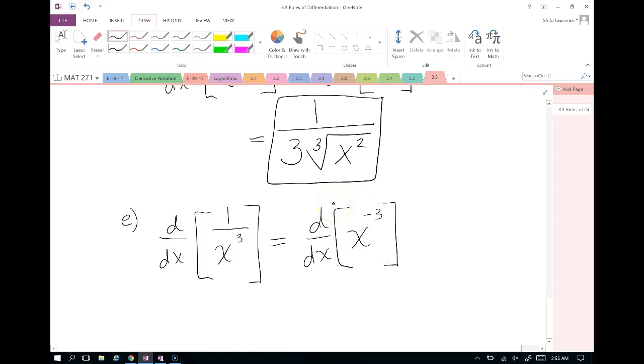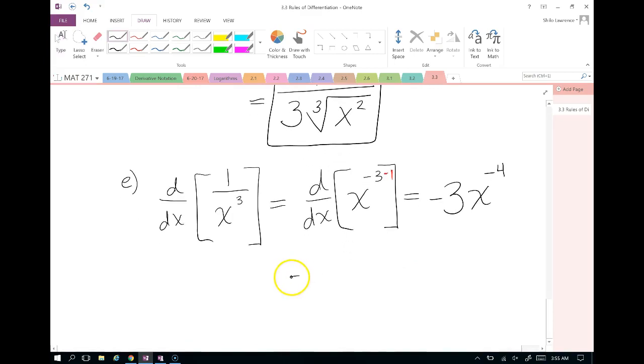That's the same thing as having x cubed in the bottom. Once we have it written as x to a power, no longer in the denominator, no longer a fraction, then we can do the power rule on it. The power rule says bring your old exponent out front and then subtract 1 to get your new exponent. So -3 minus 1 is -4.